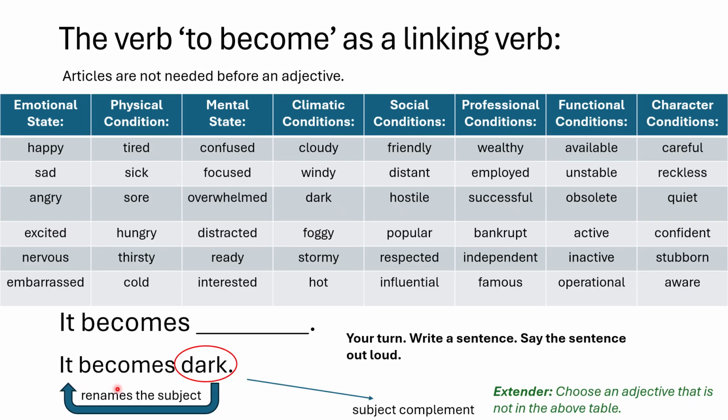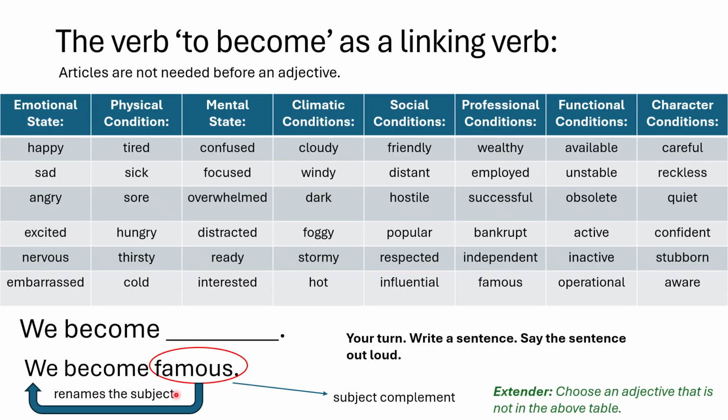It becomes dark. Dark, the subject complement or predicate adjective, renames it, giving information about what the subject's climatic condition is becoming. Now it is your turn. Write a sentence. It becomes. Choose a state or condition. Say the sentence out loud.